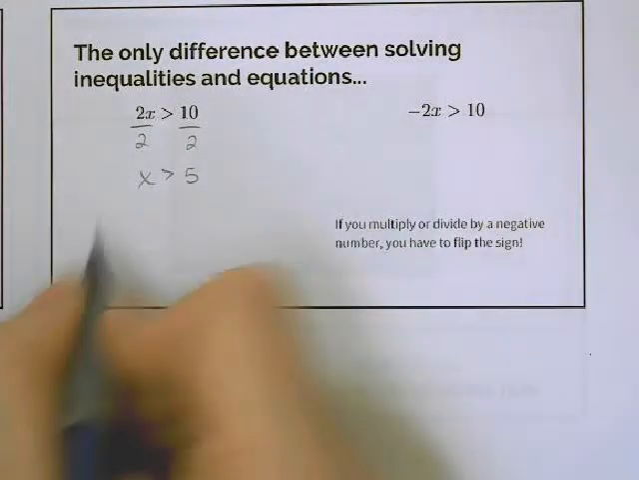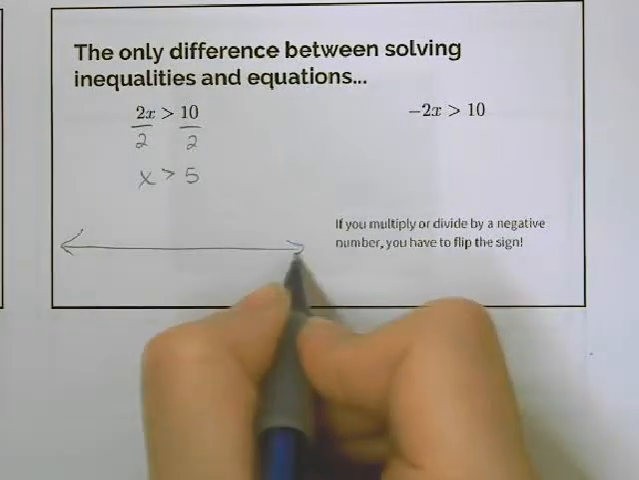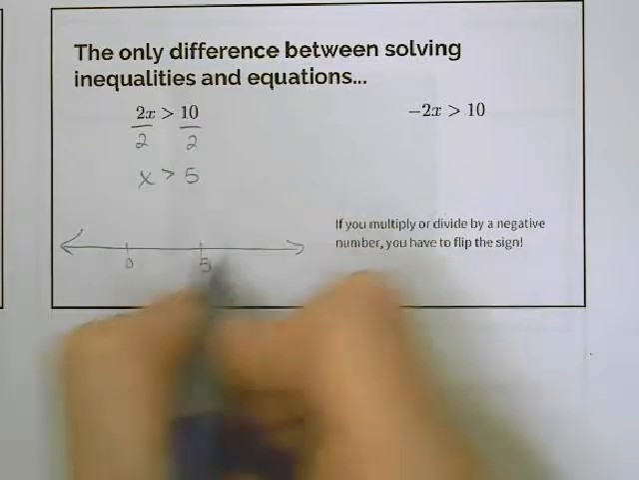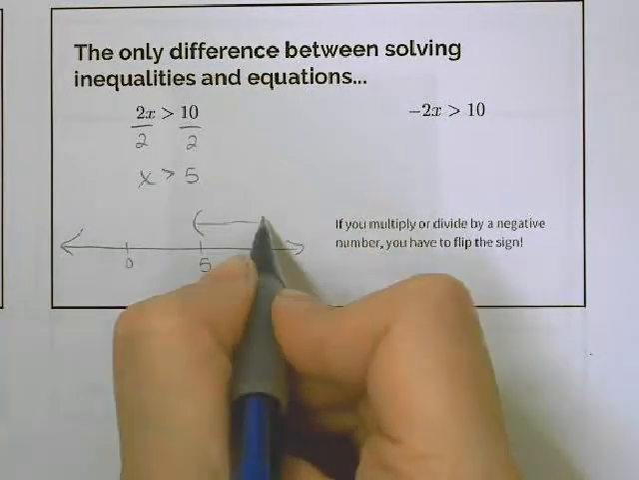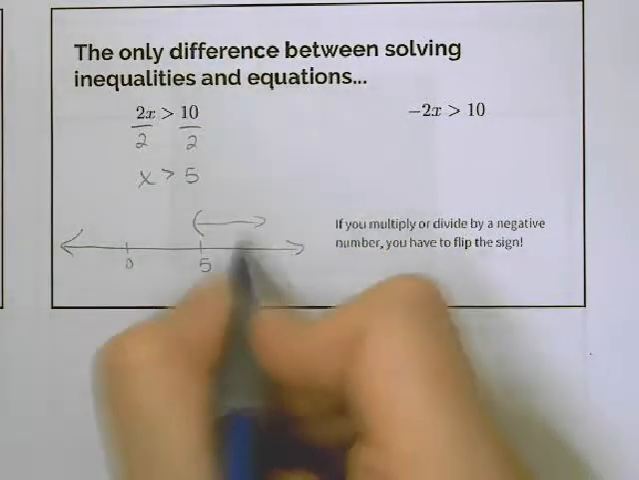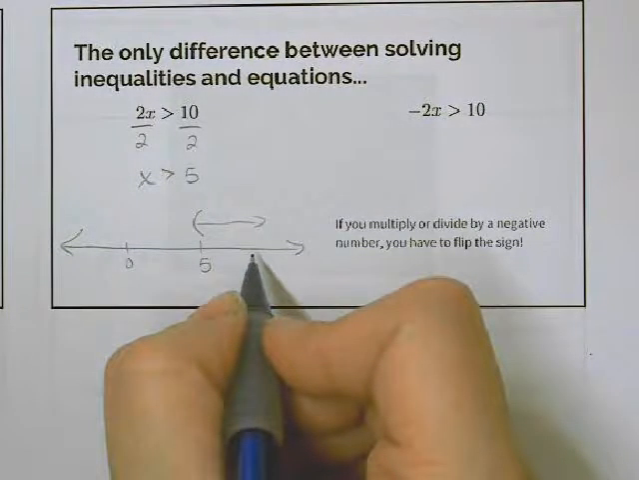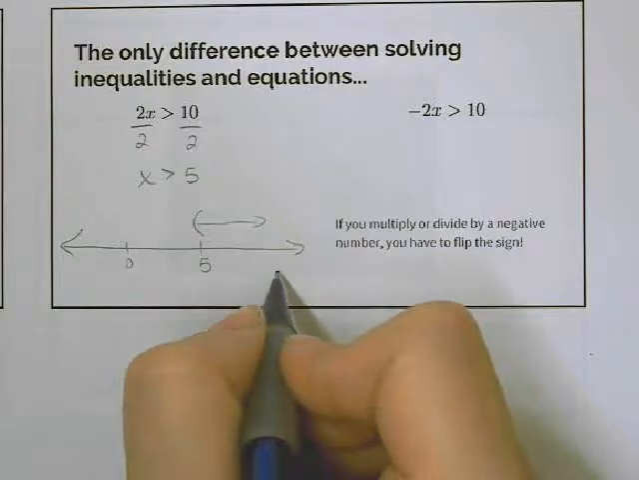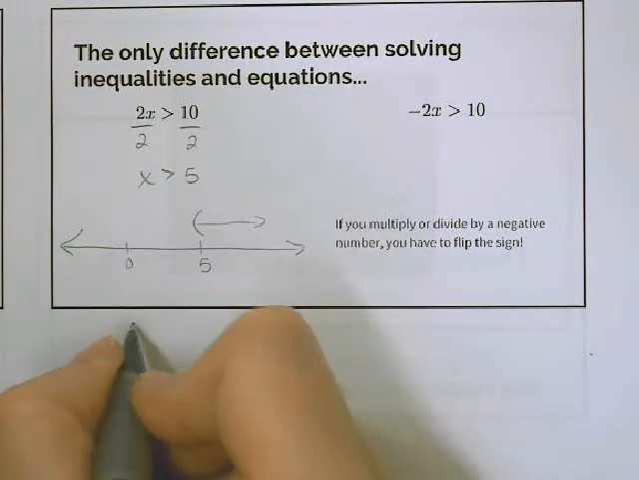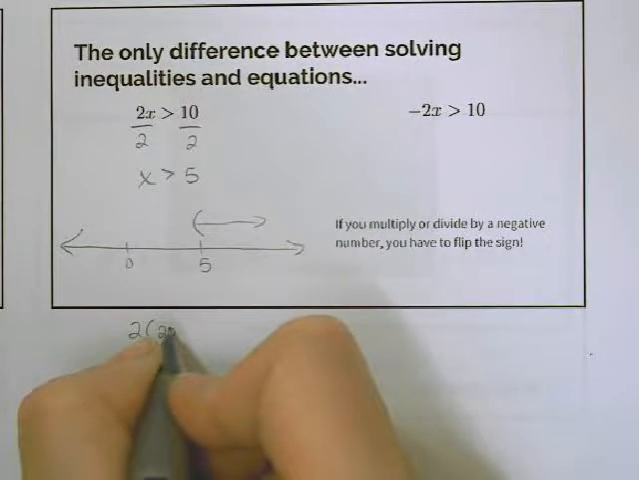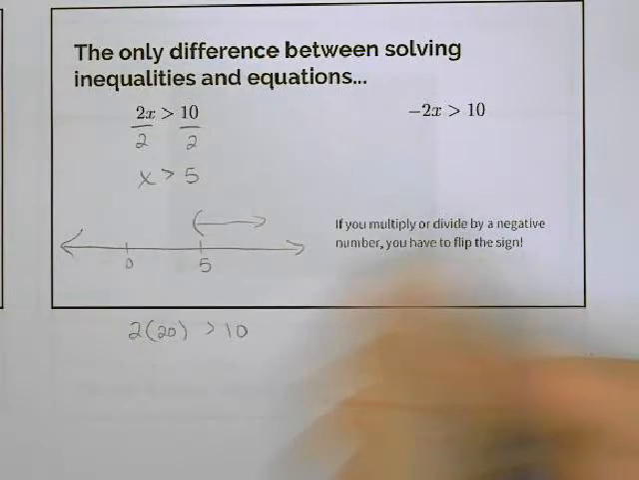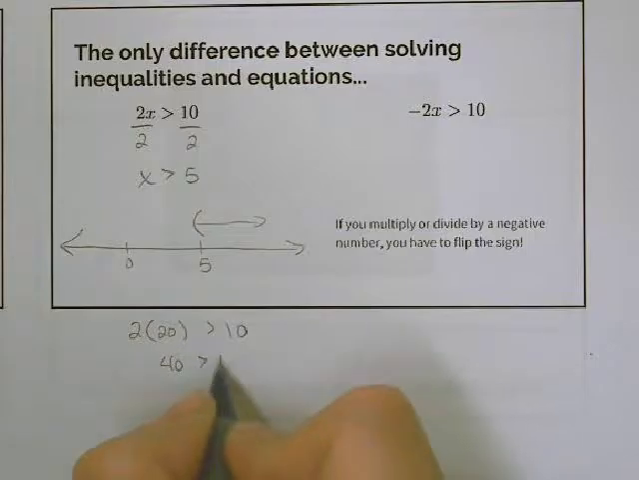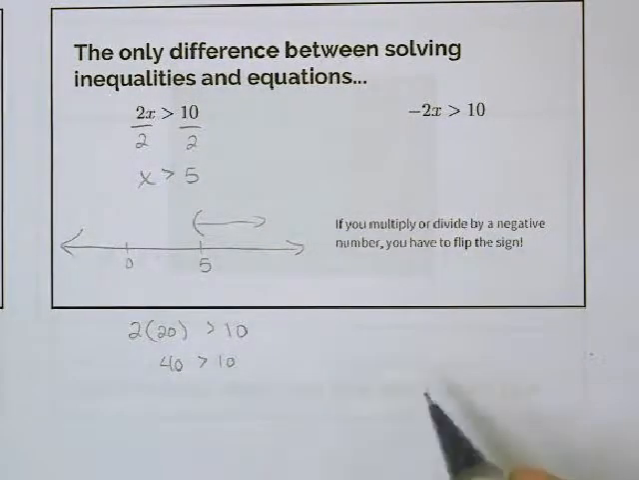So I have my 0 and I have 5, and x can be anything more than 5. So if I pick some number up here that's greater than 5, let's say I pick 20, because it's definitely greater than 5. If I put 20 in for x, so 2 times 20 is greater than 10, then I get 40 is greater than 10. And that's true. That works. So I know I have my solution set okay here.